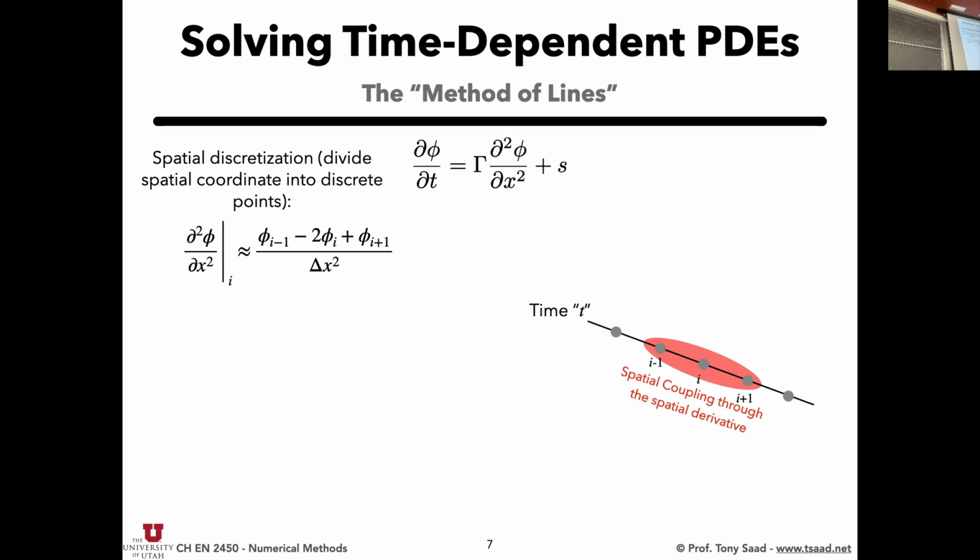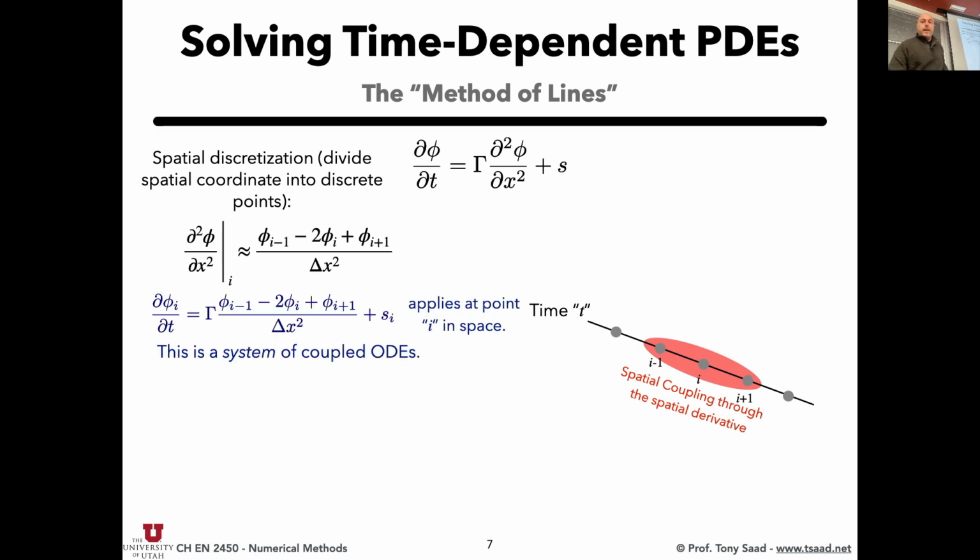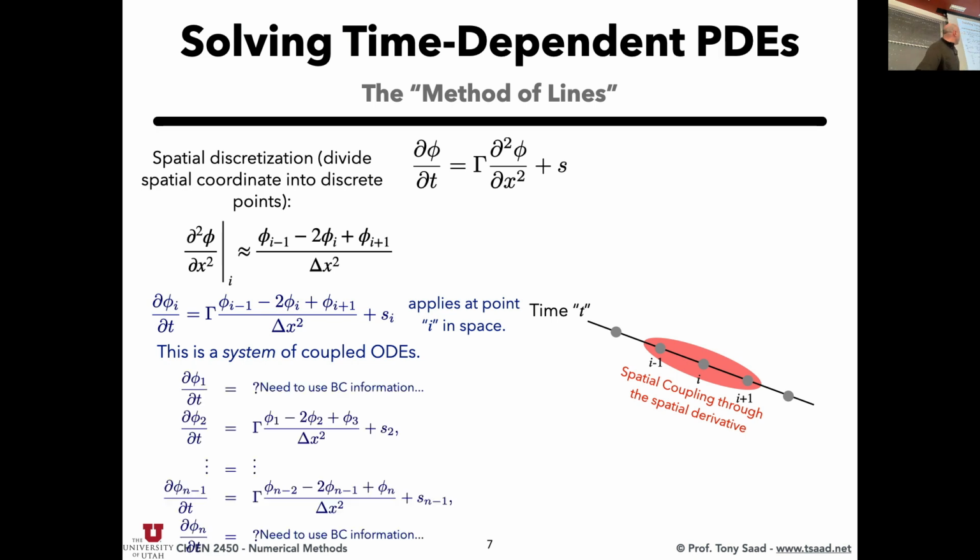Now, that right-hand side plugs in directly into the PDE, but the time derivative now is the time derivative at point I, okay? So now at every point I from 1 to n, you have an ODE d phi I by dt, okay, equal to this entire right-hand side. So if you split that, this is what you get.